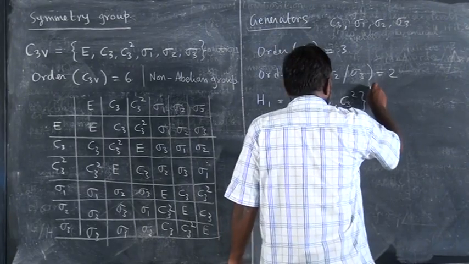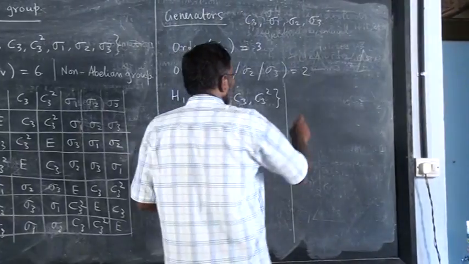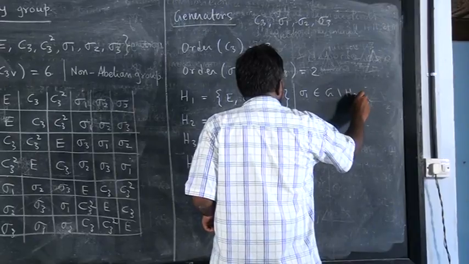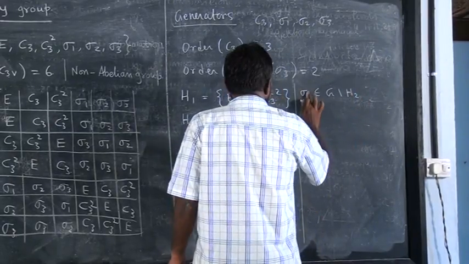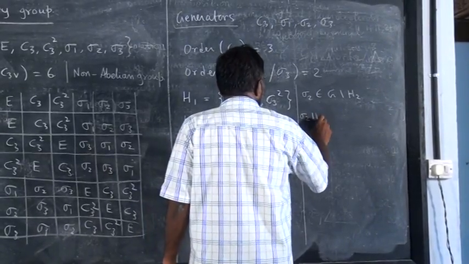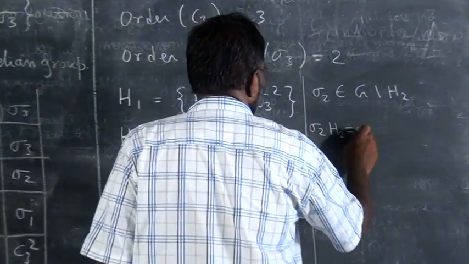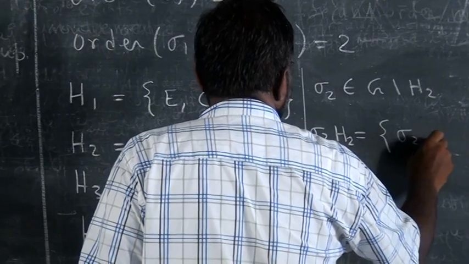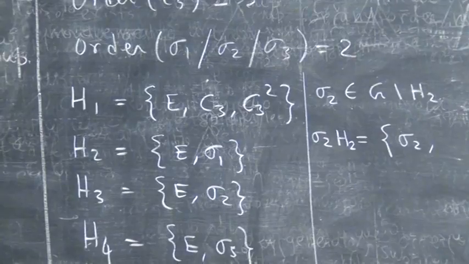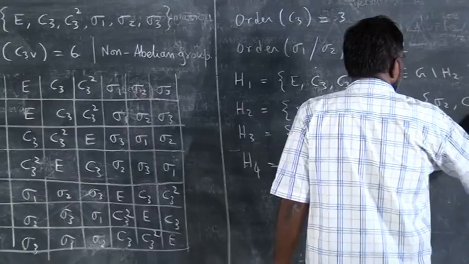Suppose you check that. You take some element which is not in this, let's say sigma 1. Sigma 1 is in G but not in H2. Sigma 2 is in G but not in H2. So what is sigma 2 H2? Sigma 2 H2 is equal to sigma 2, sigma 2 sigma 1. Sigma 2 sigma 1 is C3 square. So sigma 2, C3 square is the coset.